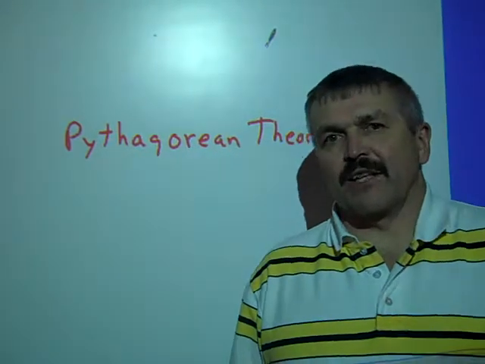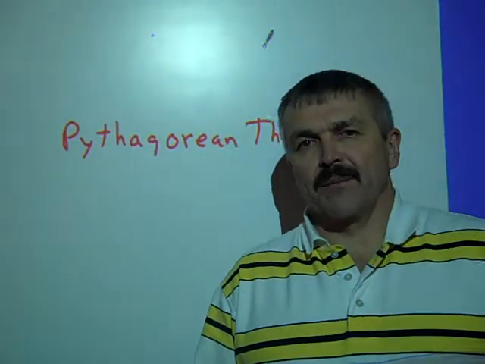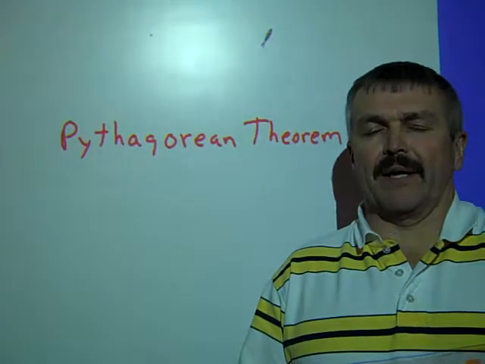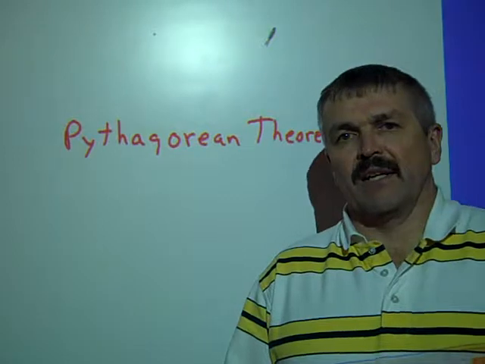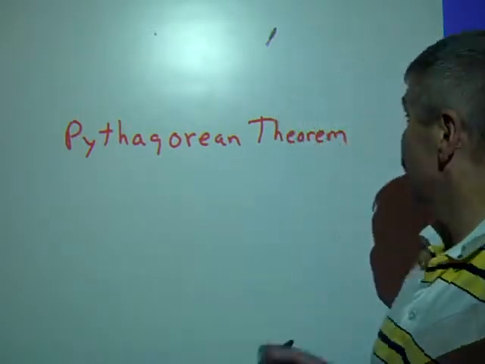Hello students, today we're going to be talking about the Pythagorean Theorem. The Pythagorean Theorem was made up by Pythagoras, who was an ancient Greek mathematician, and it has to do with right triangles.